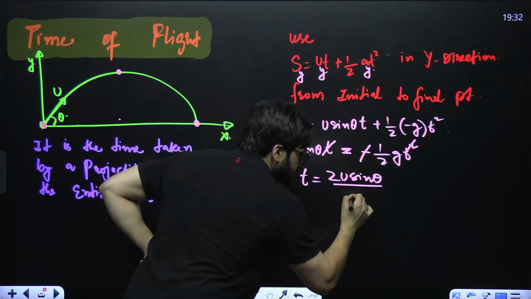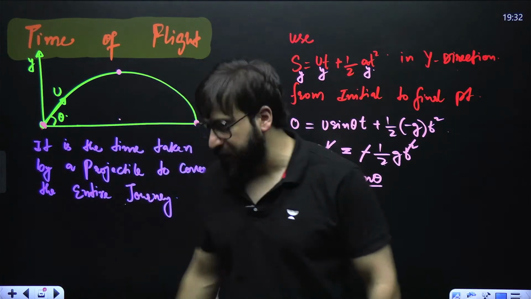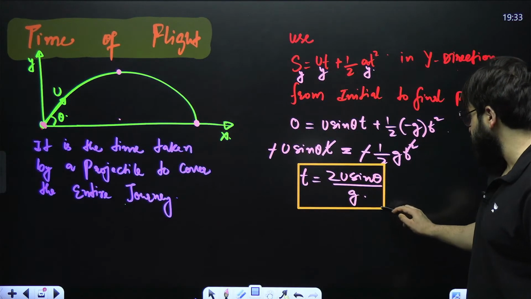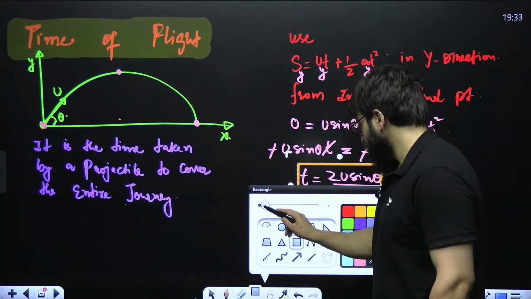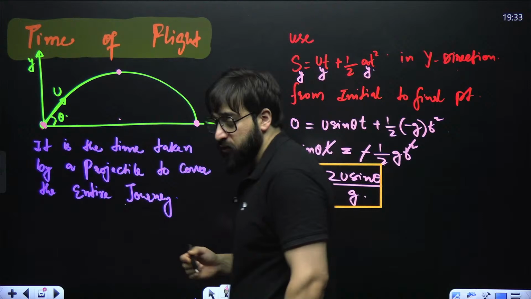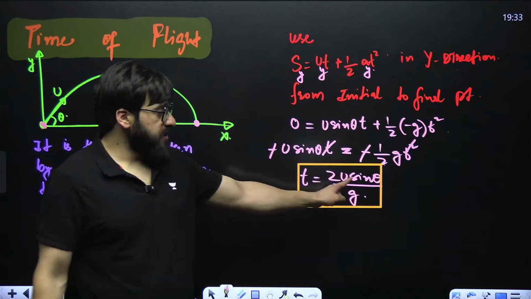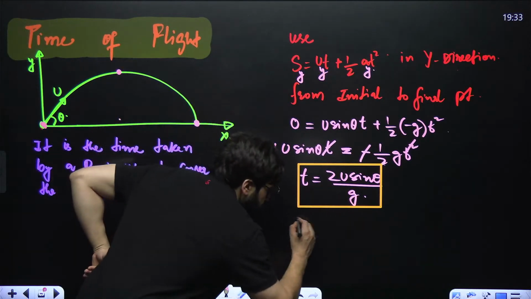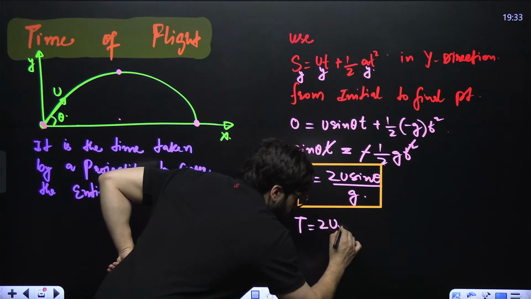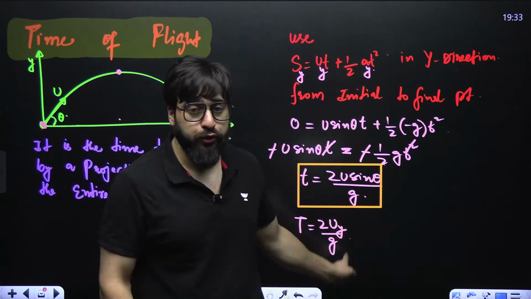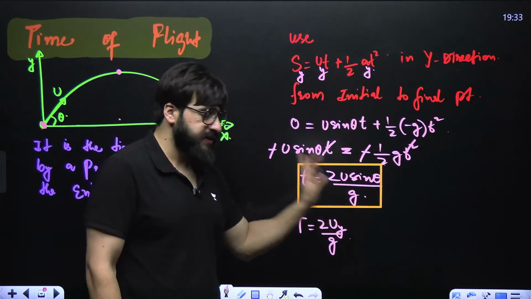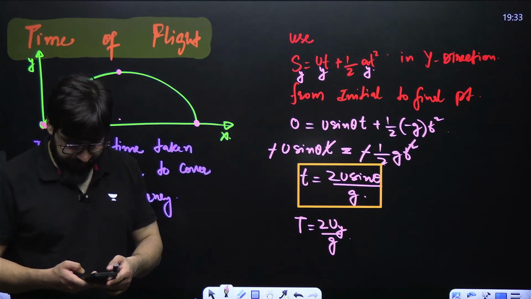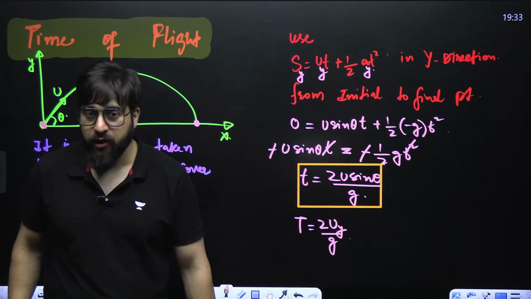And you have g divided over here. This will be the time of flight, that is 2u sine theta by g. So time of flight is 2u sine theta by g. And guys, is this u sine theta vertical velocity or horizontal velocity? Obviously vertical velocity. You can also write it as 2uy divided by g. Either you say 2uy divided by g or 2u sine theta divided by g. It is one and the same thing. Okay. I hope this is clear till over here.